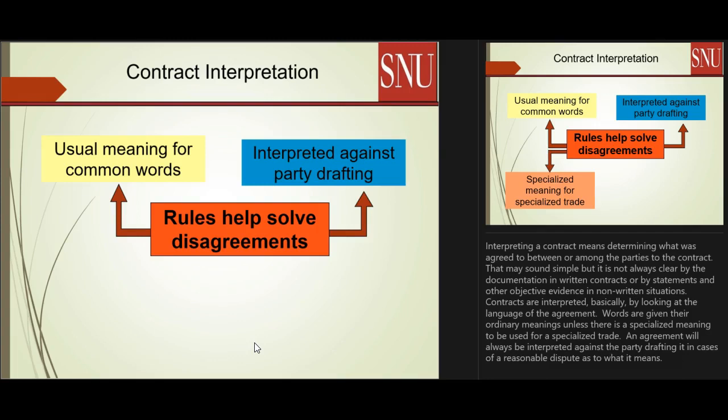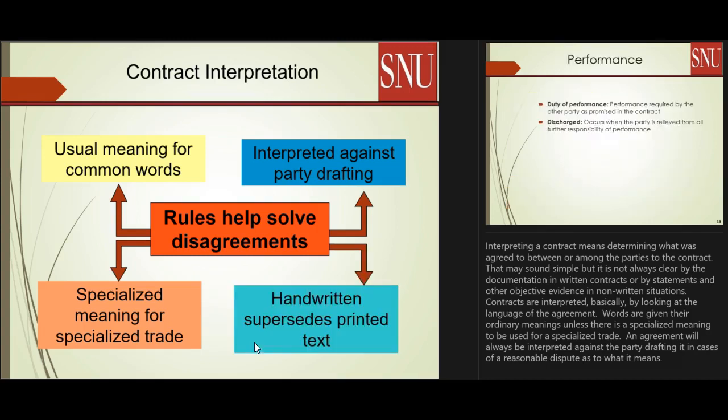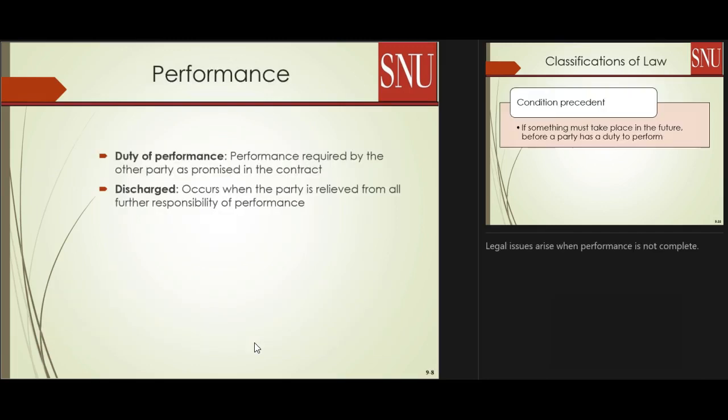So whoever writes the contract has to live with it and the interpretation of the other party. Specialized meaning for specialized trade will be given weight in interpreting the contract, and anything that is handwritten supersedes anything that is printed. When you get into the contract itself, performance is required by all the parties.